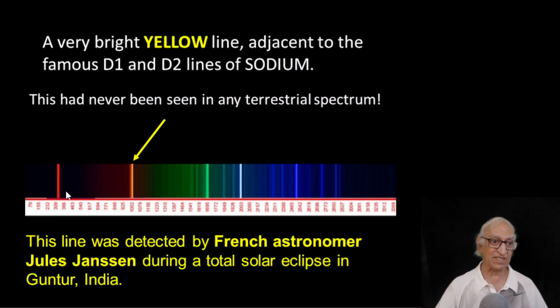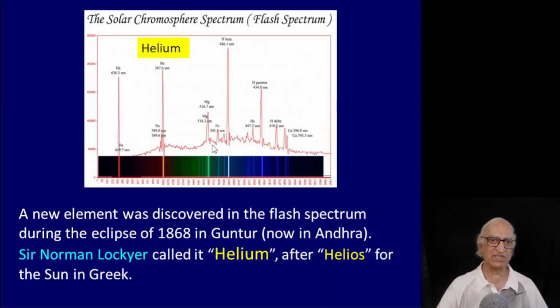But what is interesting is whether all these emission lines could be identified with specific elements through terrestrial experiments such as the one Kirchhoff and Bunsen had carried out in 1860. There was no terrestrial analog of this bright yellow line. And the British astronomer Sir Norman Lockyer called it helium because the Greek word for the sun is helios. So a new element about which we knew nothing had been discovered in the sun.